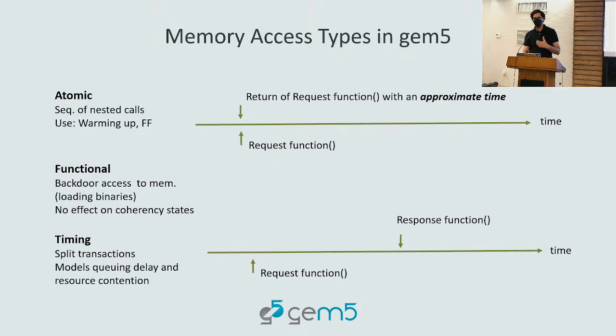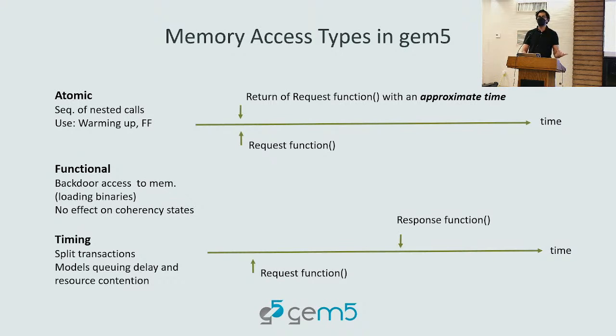So atomic memory access type doesn't really model any timing. As the name suggests, it's atomic. So if a requester sends a request, let's say to the memory subsystem, as shown on the top right of the slide, over the time axis, let's say there's a request function which is called. Basically, the request eventually in the same sequence of function calls would return back with the response and with some approximate timing. Okay, so everything is happening in one function call sequence. And usually this approximate timing is basically returned by the memory system objects that are modeled. They will not model any contention, they will not model any kind of queuing delays, but will give you some approximate time.